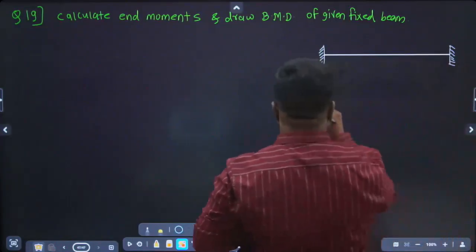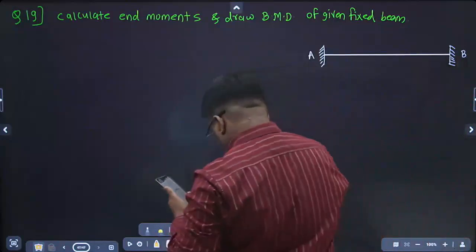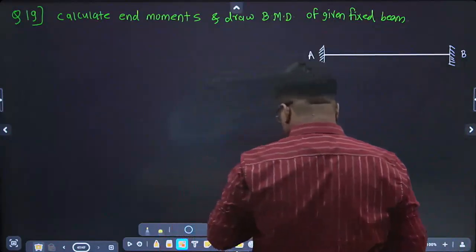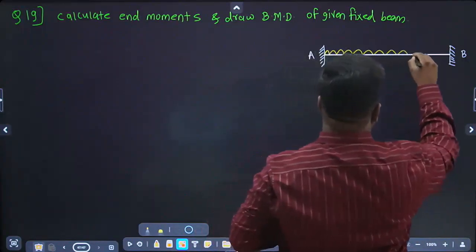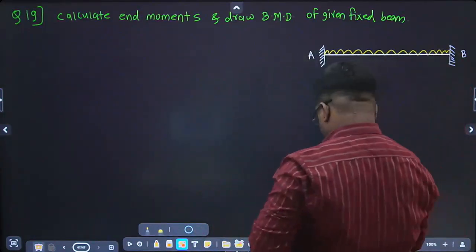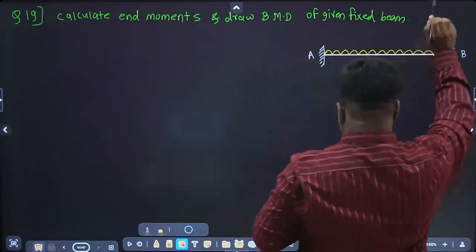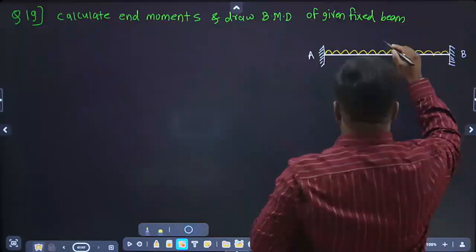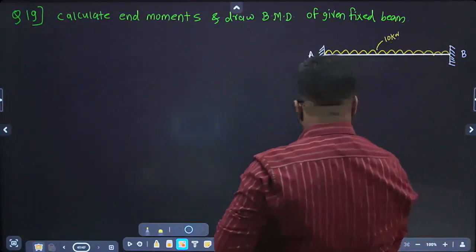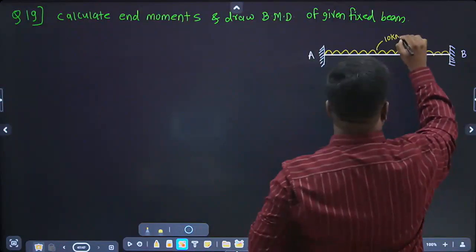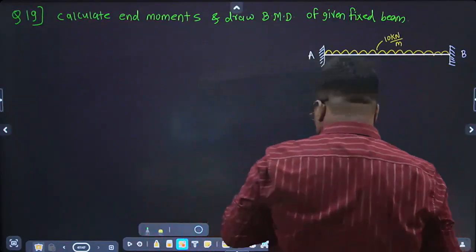Okay, so this is the fixed beam AB that is given. On that fixed beam AB a UDL is acting, having an intensity of 10 kilonewton per meter. Okay, and 2 point loads are acting. 40 kilonewton is here.